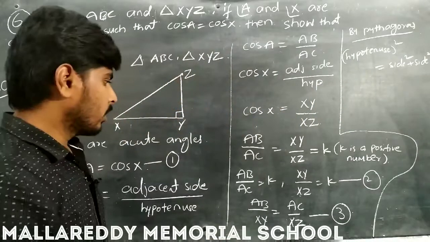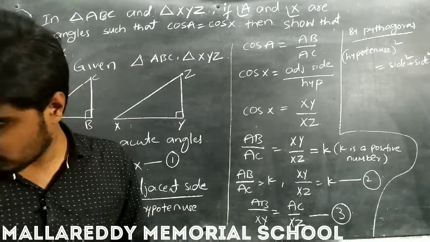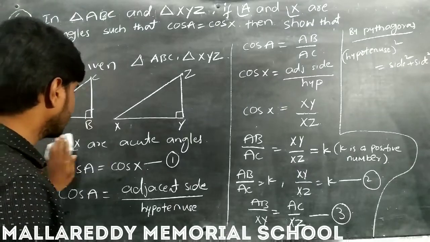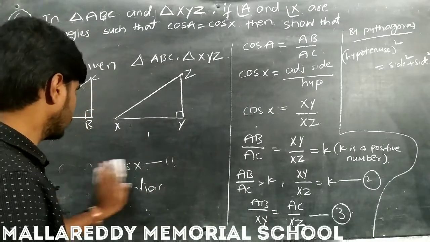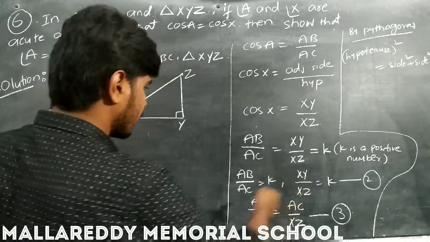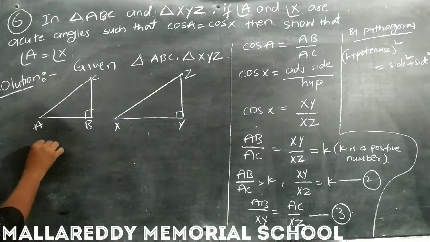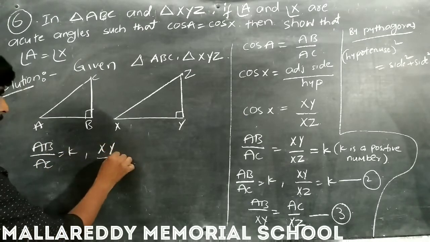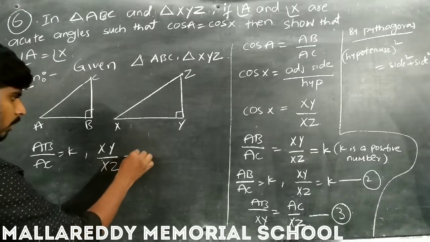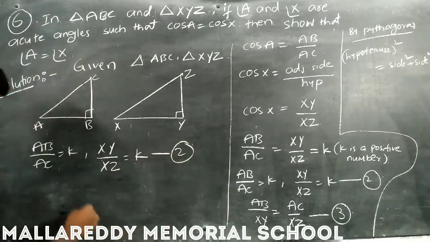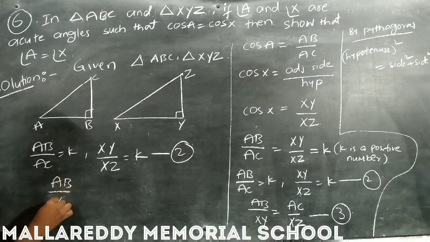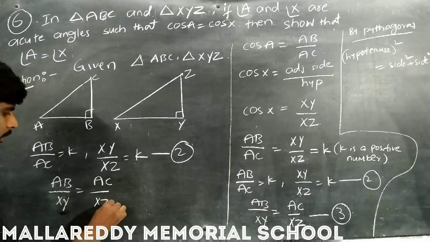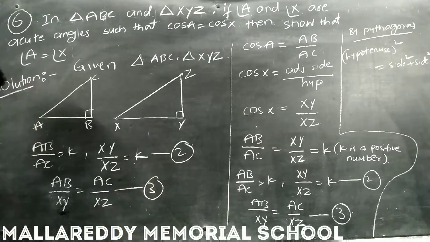There is not sufficient space, so I am going to erase this and write it here. I am writing equation 2 and equation 3 here. AB by AC equals K and XY by XZ equals K. This is equation 2, and equation 3 I am also writing: AB by XY equals AC by XZ.